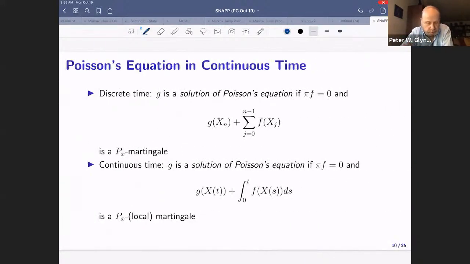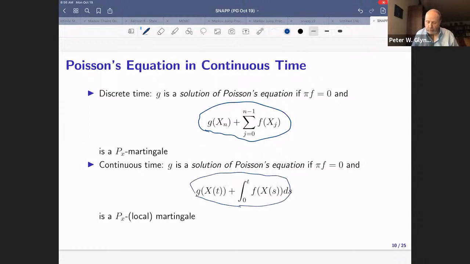Okay, so now I want to turn to Poisson's equation in continuous time. One way of writing the Martingale representation that I just described is that g is a solution of Poisson's equation if pi f is equal to 0, and if this sequence of random variables is a P_x martingale, in other words, a martingale for every initial state x adapted to the filtration of the Markov chain. That suggests that a very natural continuous time analog is to assert that g is a solution of Poisson's equation if pi f is equal to 0, and if g of X of t plus the integrated reward up to time t is a martingale.